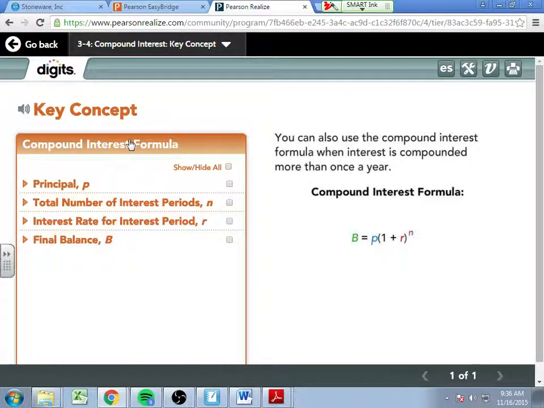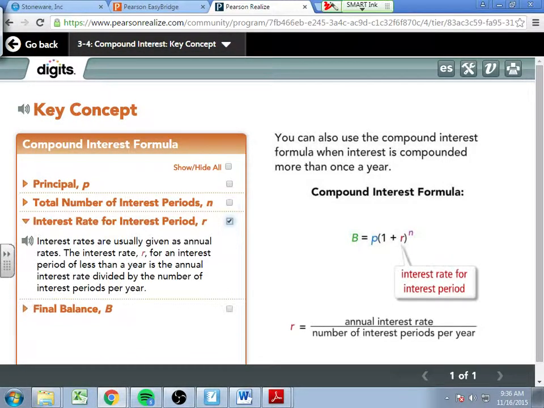R equals. The rate is computed by taking the annual interest rate divided by the number of periods per year. So if it's compounded quarterly, that means it happens 4 times a year. If it's compounded monthly, it happens 12 times a year. If it's compounded daily, it's 365 times a year. So when we start working with this, finding the correct R is the biggest mistake I see from kids. When they come to me and they're annoyed at their homework and they're getting wrong answers, they've not actually found out the correct R value.